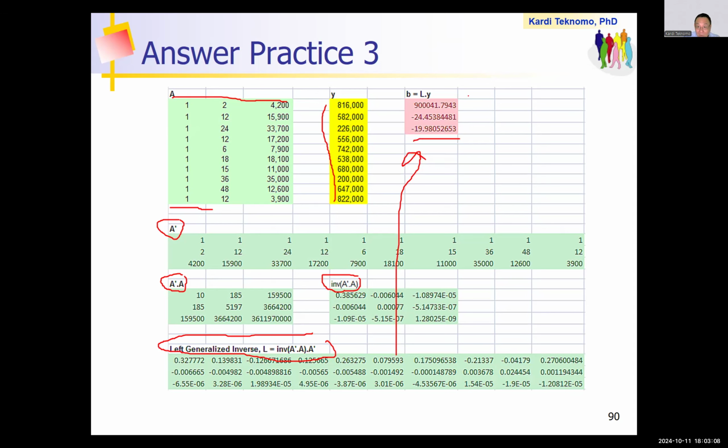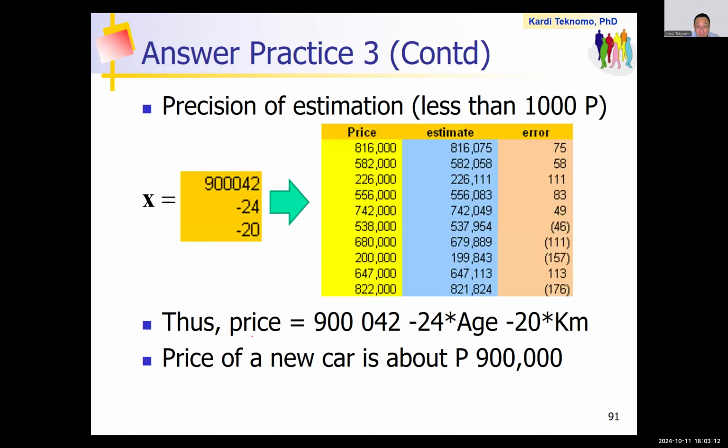Okay, once you get this coefficient, then you start to interpret. So what's the meaning of this 900,000? It is basically the price of the new car. Okay, so what's the meaning of minus 20 and 24? It is the margin, or the slope, for the age and the kilometer.